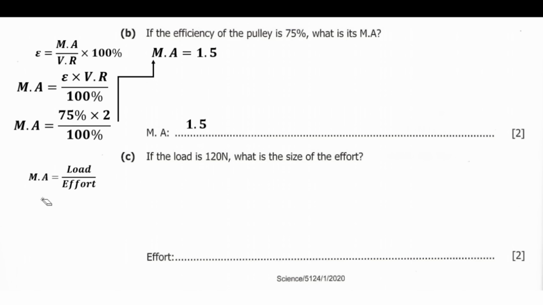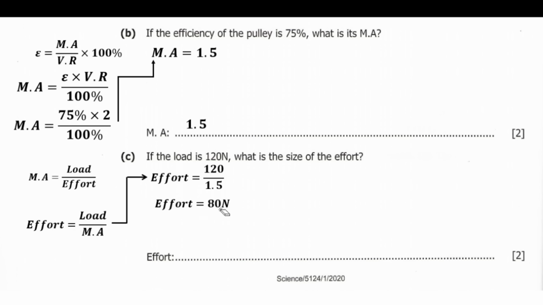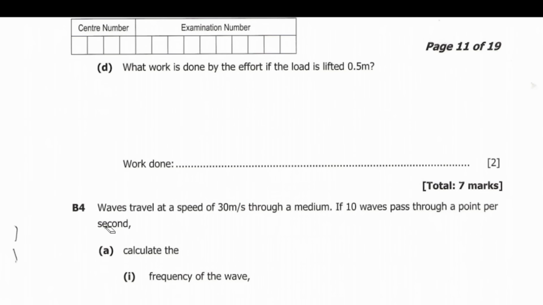So we'll make effort the subject of the formula here. Effort will be equal to load divided by mechanical advantage. And the load is 120, mechanical advantage is 1.5. So 120 divided by 1.5, which will give us effort as 80 Newton, because effort is a force, so it will be in Newton, without forgetting the units. All right, then we'll go to D.